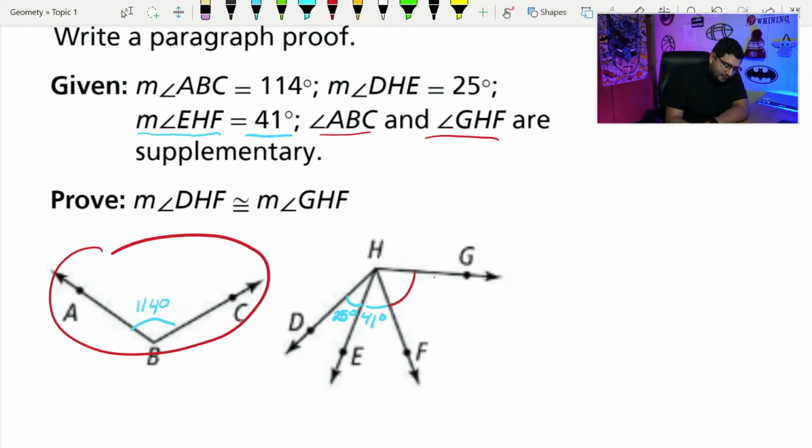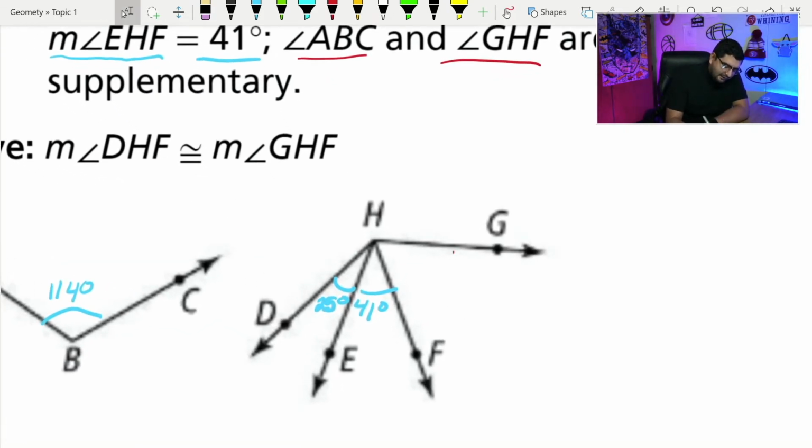What they want us to prove is that angle DHF, which is this angle, they want us to prove that this angle is congruent with the angle it's adjacent to, that it's right next to. It wants us to prove that these two angles are congruent, meaning they have the same angle measurement.